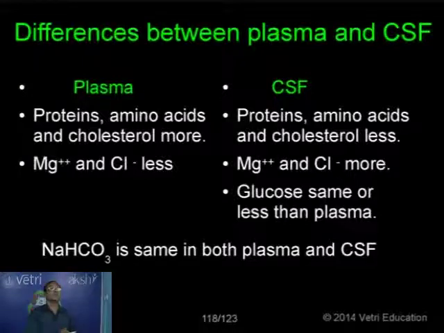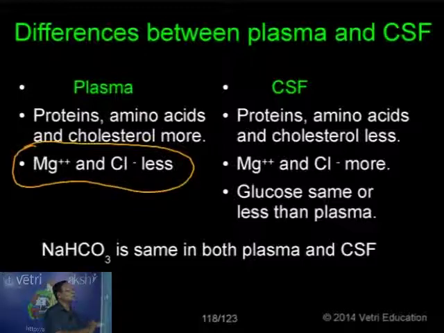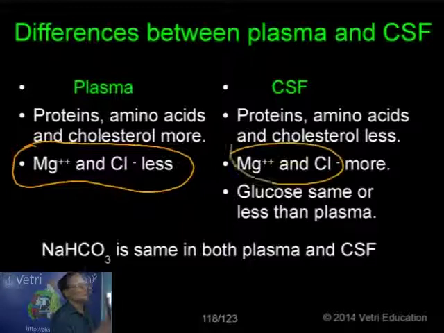So here is a comparison, a few differences between plasma and CSF. If I take proteins, amino acids, and cholesterol, the concentration of these three is normally more in plasma but less in CSF. And these two, magnesium and chloride, are less in plasma and more in CSF. So one question: which of the following elements is highly concentrated in CSF? That is magnesium as well as chloride. If you compare the glucose concentration, it is the same in CSF and plasma, or sometimes less than plasma in the case of CSF. And sodium bicarbonate is the same in both plasma and CSF. These are some of the differences between plasma and CSF. But the elements highly concentrated in the CSF are magnesium and chloride.